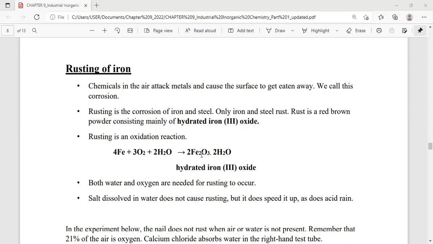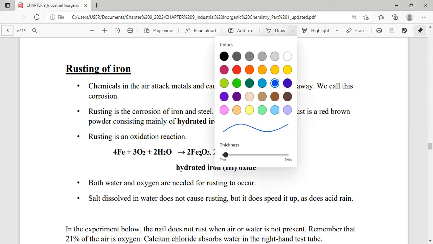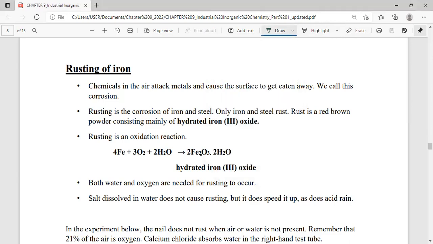Yes, good. Metals react with oxygen and water vapor and other chemicals in the air, and then you can see that the surface becomes damaged. So this is called corrosion. Chemicals in the air attack metals and the surface gets eaten away. So you call this corrosion.